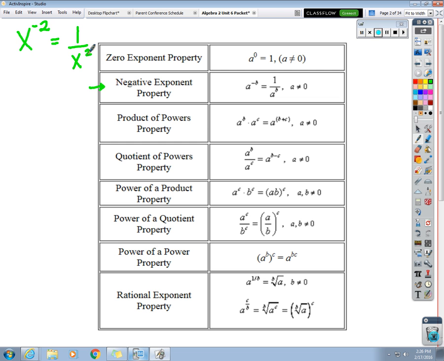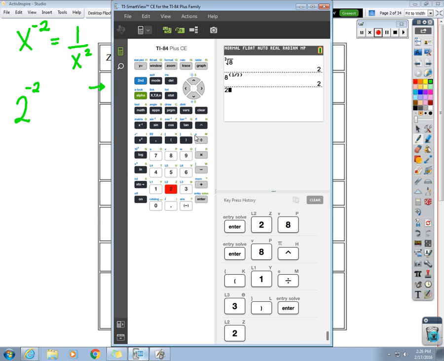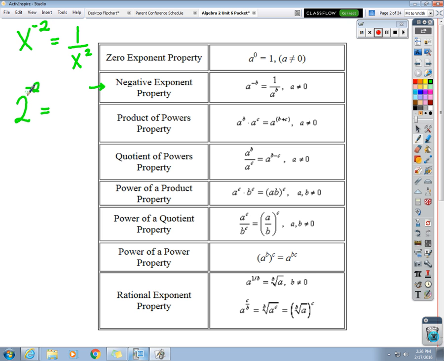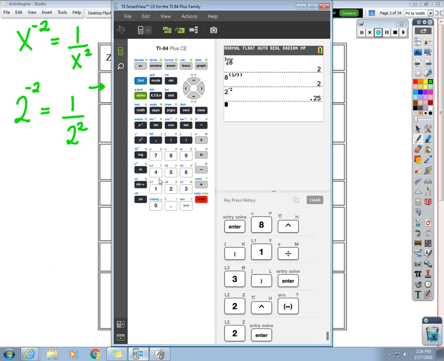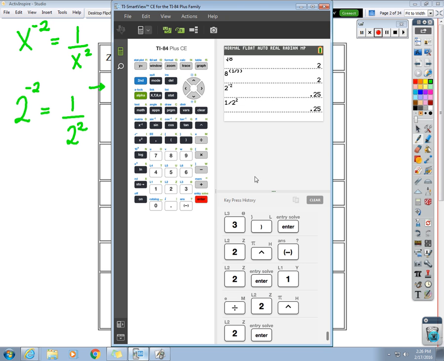Now let me prove to you that that's not made up. Say instead of x, we put in a number. Let's put in 2 to the negative 2. I'm going to type that in my calculator. 2 to the negative 2 is 0.25. Now, let's rewrite it so that the negative is not there. We would need to write it as 1 over 2 raised to the positive 2. Now, let's calculate that. 1 divided by 2 squared is still 0.25. See, they're equivalent. It's just two different ways to write it.